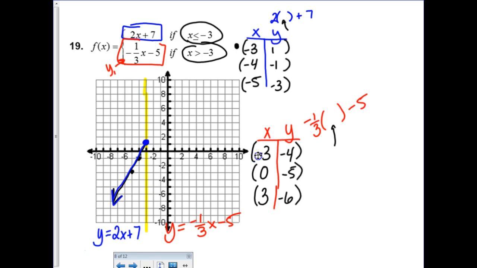What we're about to plot should create a line. This first ordered pair, remember, was not equal to, so we're going to have to use an open circle on this first one. So negative 3, negative 4, open circle. And then let's plot normal points from here on out. So 0, negative 5, and 3, negative 6. And yeah, I mean, I know I don't have the greatest graphs in the world, but that one was pretty stinking linear, so go me.